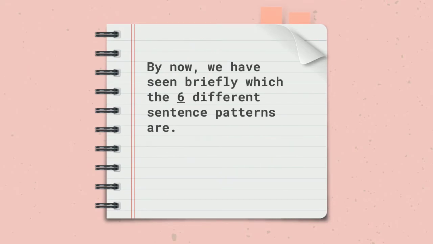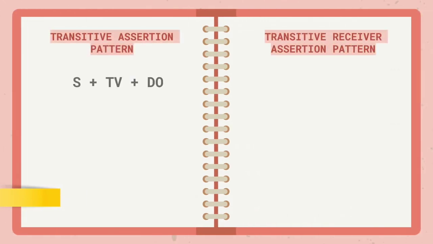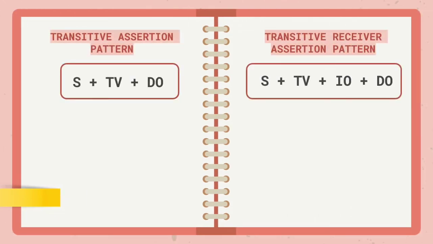Bear in mind that some authors say that there are more or fewer patterns than 6, but we consider these ones. So now, to make a comparison between 2 of them and to explain them in better detail, we've chosen the transitive assertion pattern and the transitive receiver assertion pattern. We've seen the transitive assertion pattern consists of a subject plus a transitive verb and a direct object, while the transitive receiver assertion pattern has these same 3 elements plus an indirect object. This means that there is someone who receives the direct object.